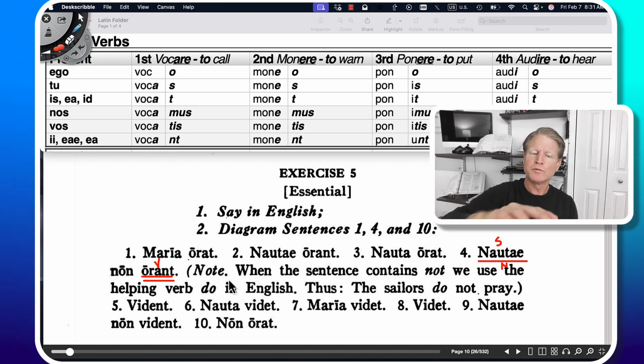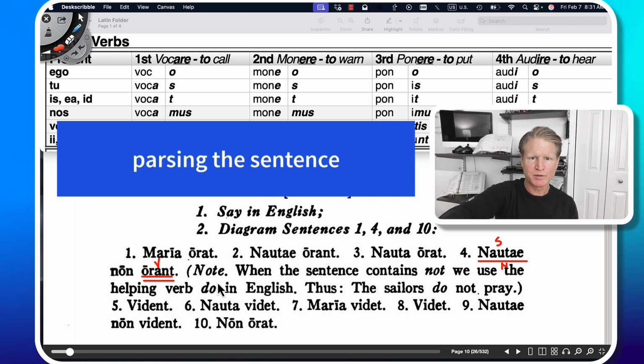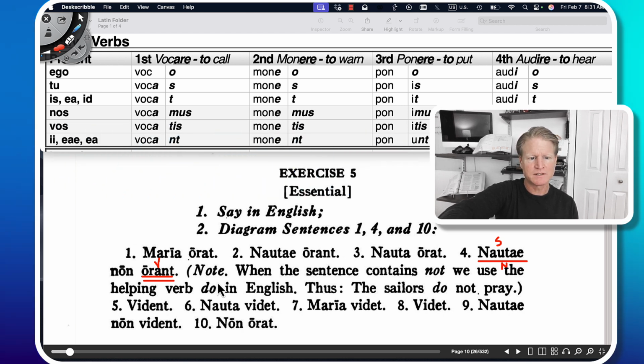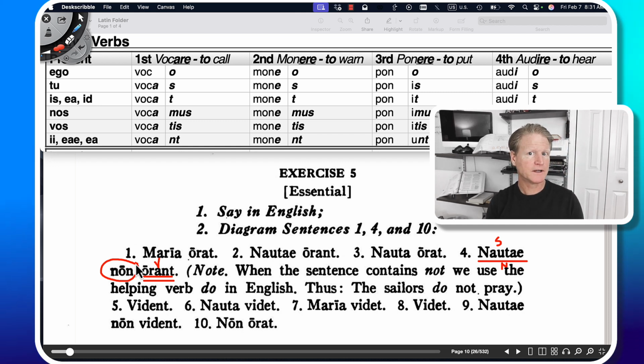Underline it and everything. When we underline it and we mark everything, that is called parsing the sentence. So I'm going to teach you how to parse all of these sentences and we're going to learn how to diagram all of these sentences. But before we go on, non is an adverb, and in grammar, when we're parsing sentences, I always circle adverbs. So every time we see an adverb, I'm going to circle it, and non is an adverb. So we have the sailors do not pray, nautae non orant.